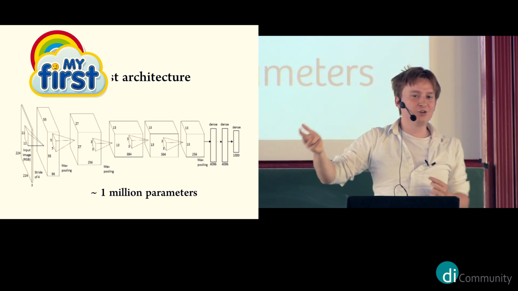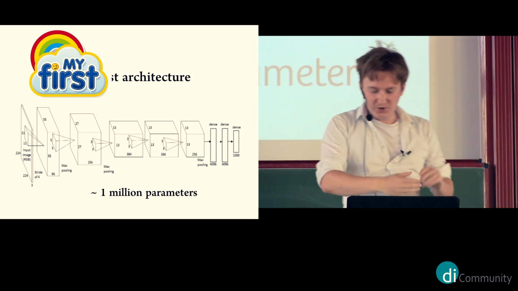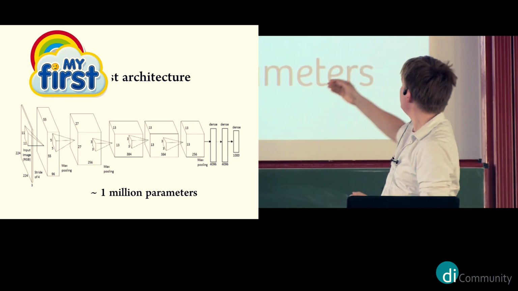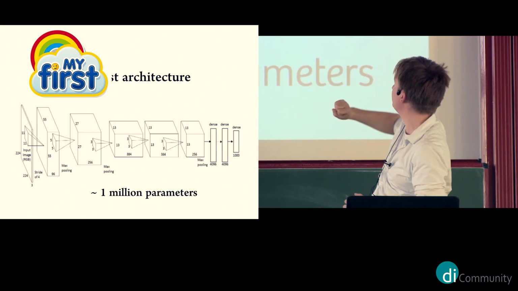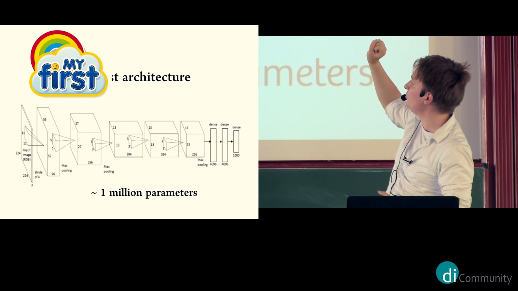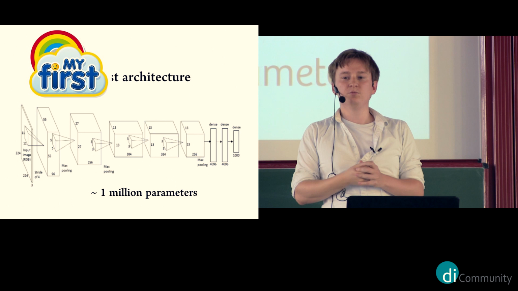Here we have our very first architecture, right? All the stuff we know is in here. We have max pooling, we have dense layers at the end, we have convolution layers, never too big, 3 by 3 is fine. Max pooling. This will give you about 1 million parameters which you need to tune.